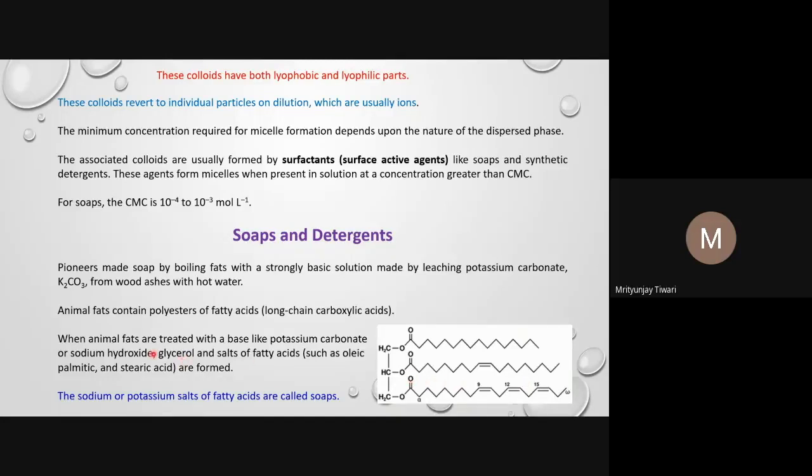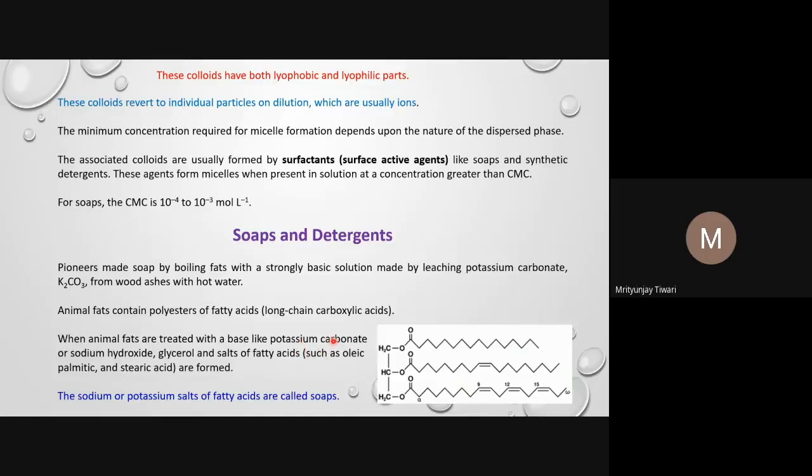When animal fats are treated with a base like potassium carbonate or sodium hydroxide, glycerol and salts of fatty acids are formed. Examples of the fatty acids are oleic acid, palmitic acid, and stearic acid, and the salts of these fatty acids are formed, so that you can name them. This fatty acid will have one name, this will have another name. You don't have to remember all those names. It's not in your syllabus and not in your requirement. But certain examples you should know: oleic acid, palmitic acid, stearic acid. These are the fatty acids. Their structure and other things may not be required.